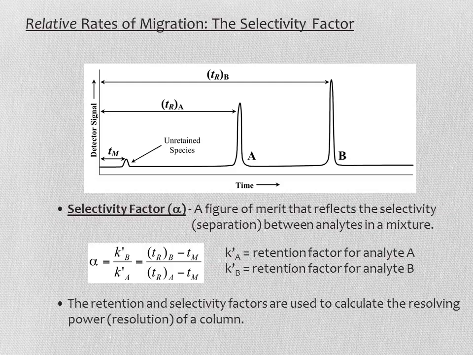Another way to compare relative rates of migration, this is relative between analyte A and analyte B, is to look at retention in terms of a selectivity factor. That's abbreviated alpha, and it is basically a division of the retention factor for analyte B over the retention factor for analyte A. And if you'll recall from the previous slide, retention factor is our retention time minus the mobile phase time over the mobile phase time. And so we get this nice proportion here. We often will use these things, the selectivity factor on this slide, the alpha, and the retention factor, the k, in order to calculate the resolving power or the resolution of a column. And we'll talk about that in just a few minutes.